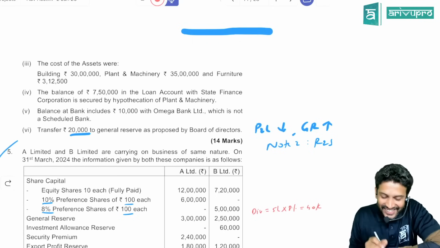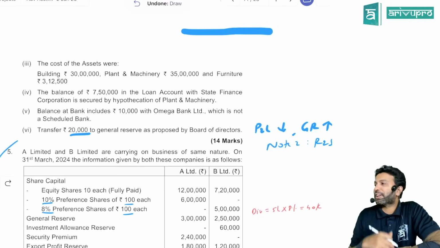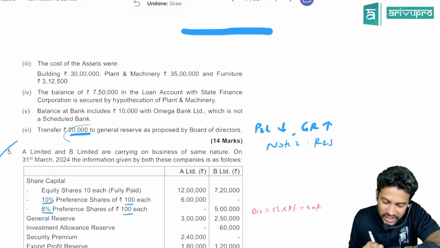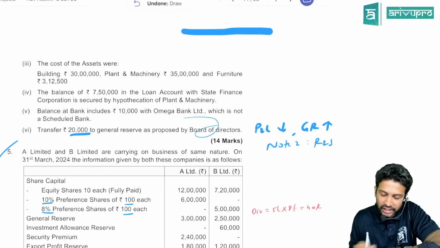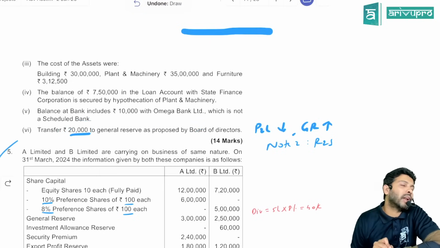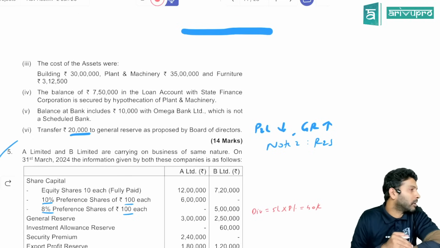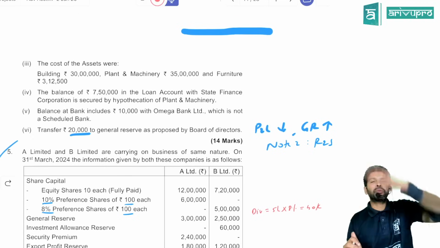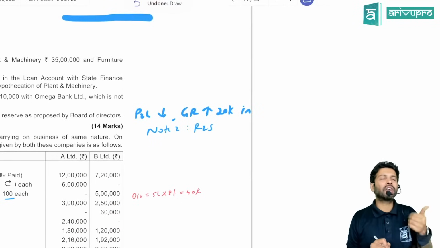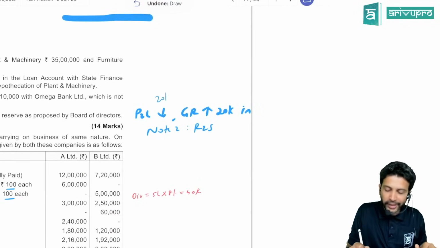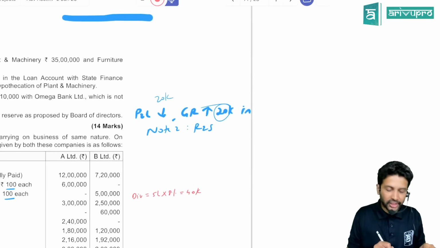Concentrate on this. Yes, transfer. This is a preparation of financial statement question. Transfer 20,000 to general reserve as proposed by the board of directors. That means what will happen? What is this adjustment about? 20,000 you have to transfer from P&L to general reserve. Because of this adjustment, the P&L balance will reduce by 20,000. The general reserve balance will increase by 20,000.